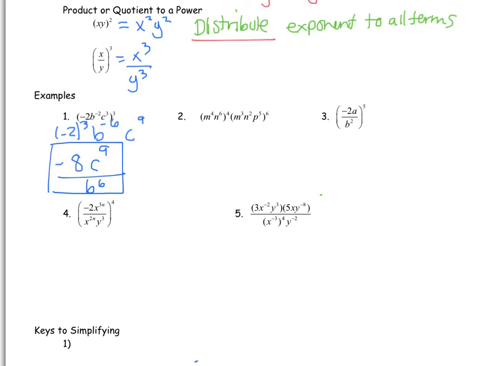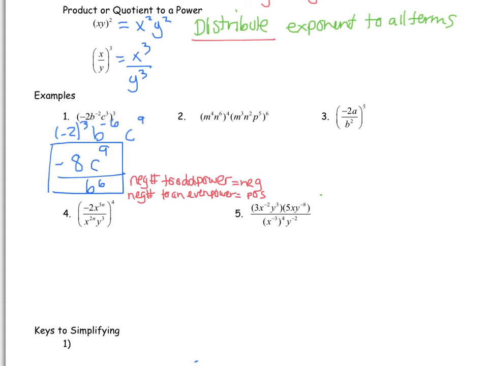A couple things to keep in mind there. A negative number to an odd power is going to stay negative. Whereas if we were putting a negative number to an even power, it's going to turn to positive. Think about when you square a negative number, you know that it would turn to positive. But if it's an odd power, the negatives don't cancel out.